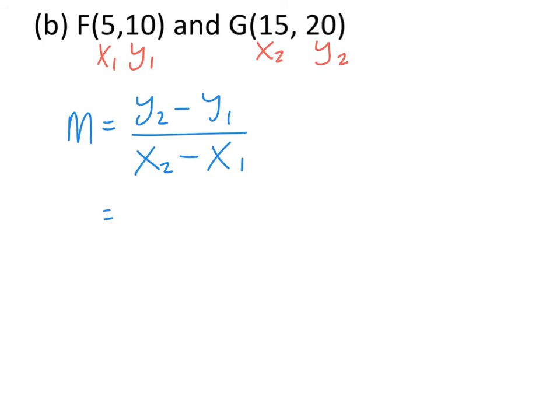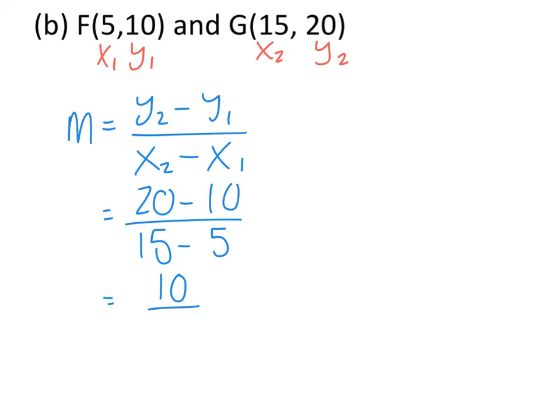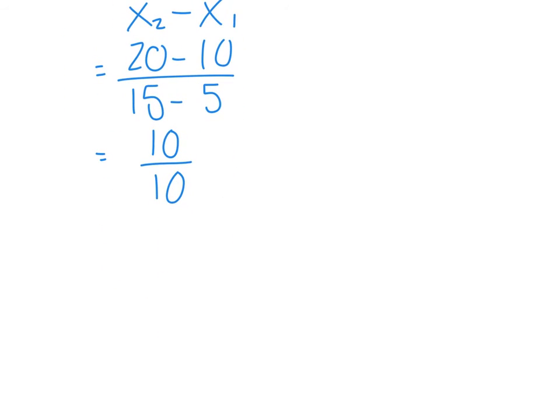So substituting our values in, y2 is 20, subtract y1 which is 10, over x2 which is 15, take away x1 which is 5. So in the numerator we have 20 take away 10, which is 10, and then on the denominator 15 take away 5, which is also 10. That leaves us with 10 over 10, which just gives us 1. So the gradient of the line joining these 2 points is 1.